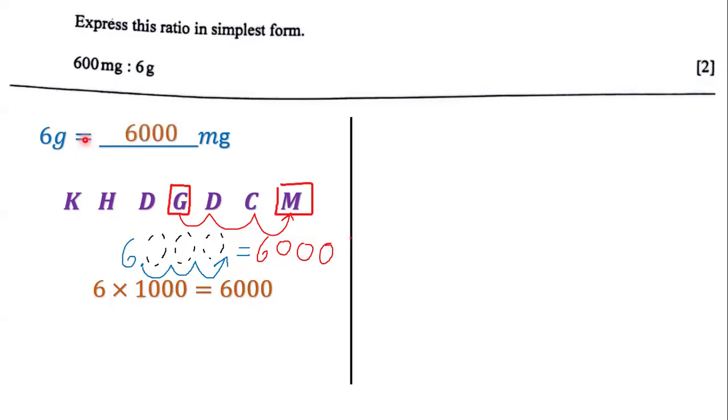So that means that 6 grams is equal to how many milligrams? 6,000. Very good. 6,000 milligrams. Do you all understand how I converted it from grams to milligrams?